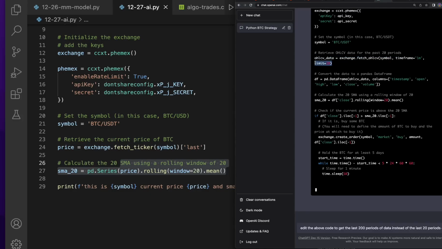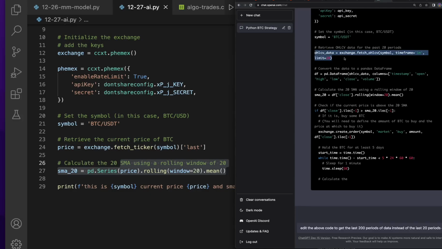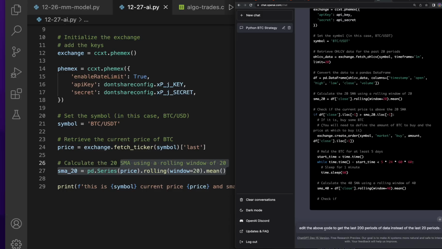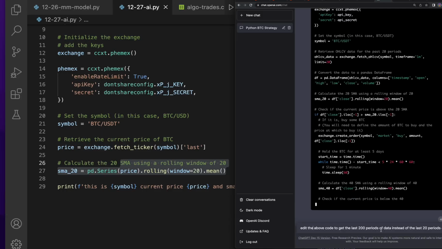It said, hey, open, high, low, close volume data is here. But it only made it for 20 periods. So I'm just gonna say, hey, edit the above code to get the last 200 periods instead of the last 20 periods.